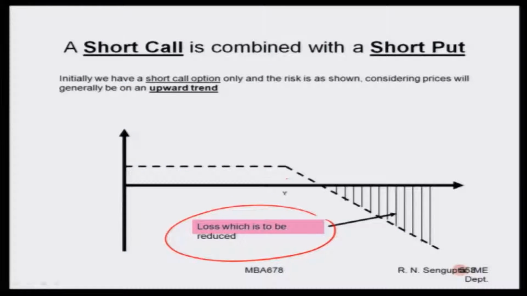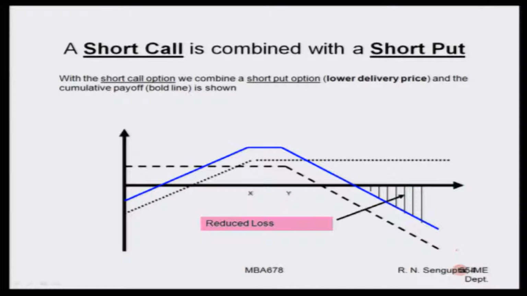So, initially we have a short call option only and the risk is as shown, considering prices will generally be on an upward trend. We have the risk as given by A, B some point down the line, C some point down the line. Combined with the short put option, but now with the lower delivery price, that means it will be X. Initially it was Y, now it is X. Remember again, Y is greater than X, and when you combine it, the cumulative profit is shown as the bold blue line. And if you see, the overall loss was this, now the loss has been reduced.